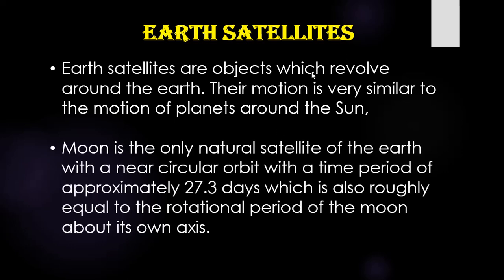So moon is the only natural satellite for the earth, and it is rotating around the earth, and it will take 27.3 days to complete one revolution, and also it will take approximately the same time, that is 27.3 days, to complete one rotation around its own axis.